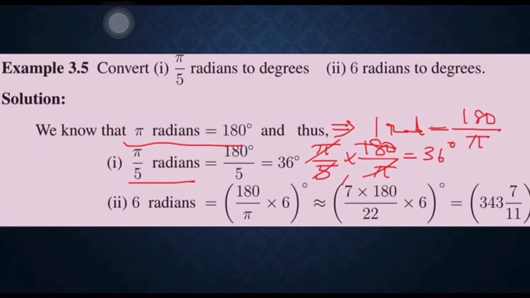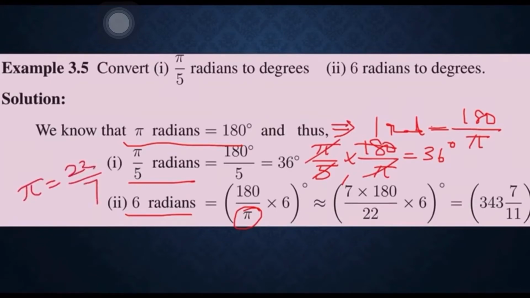Similarly, next one is 6 radians. So, what we have to do? 180 by pi into 6. 6 can be multiplied with 180 by pi. What is the value of pi? Pi is equal to 22 by 7.